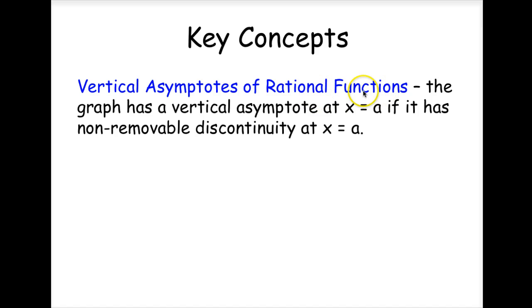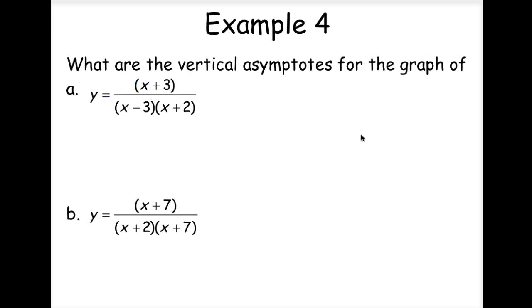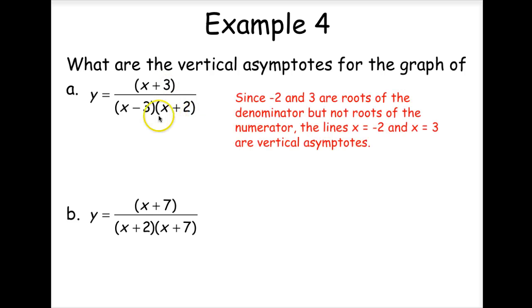Vertical asymptotes. The graph has a vertical asymptote at x equals a if it has a non-removable discontinuity at x equals a. What are the vertical asymptotes for the graph of, looking at our first function? Since negative 2 and 3 are roots of the denominator, but they are not roots of the numerator, the lines x equals negative 2 and x equals 3 are vertical asymptotes.